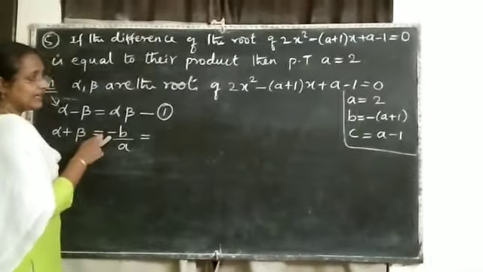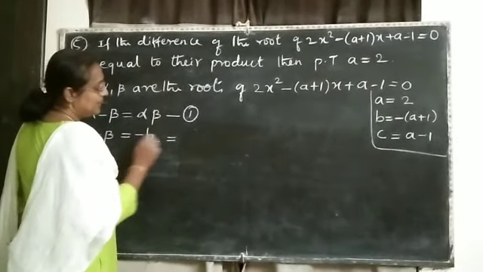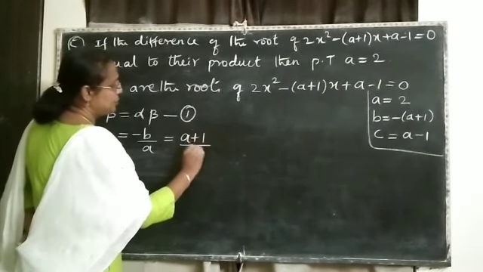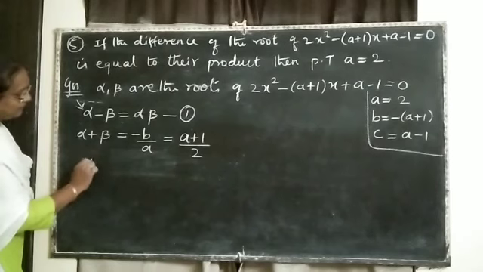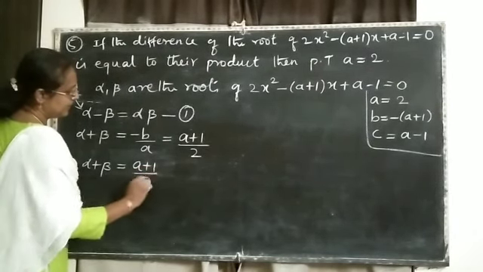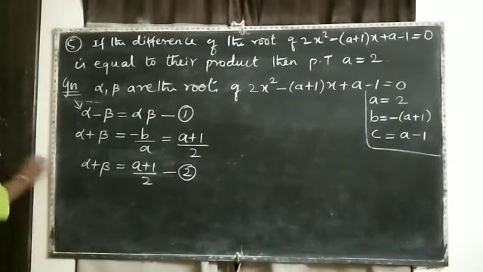Minus, already one minus is here. B value holds one minus. So minus into minus will become plus. So it becomes a plus 1 divided by 2. So alpha plus beta value is equal to a plus 1 divided by 2. This is the second equation.